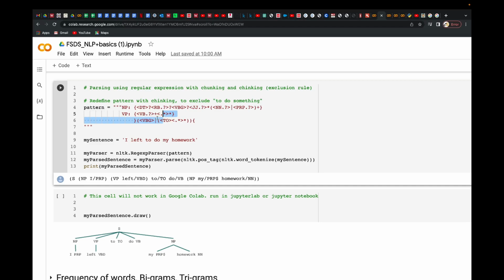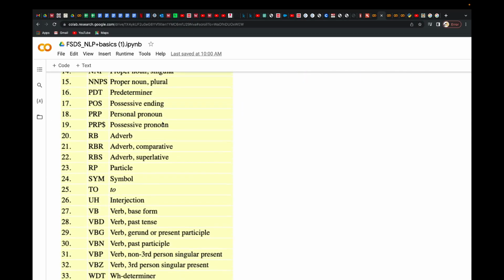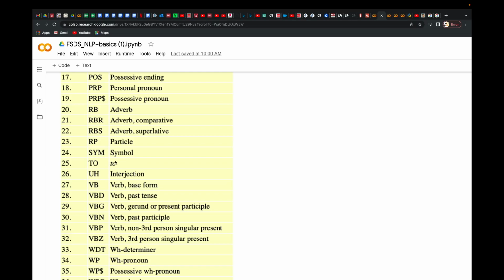So in that case, what we do over here is that we establish a rule. Instead of the brackets opening and closing like we have it when we are chunking, we rather open first and then we close it. So we say that if you see any verb gerund, that is a verb that ends with ing, or the part of speech is to, then you take them out. Remember, part of speech being to is just the article to.